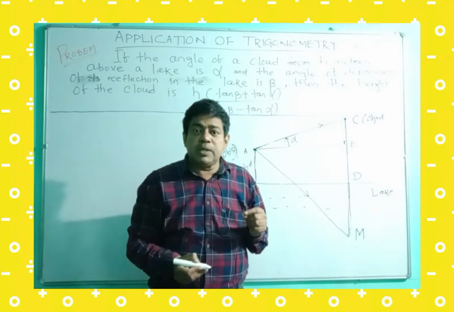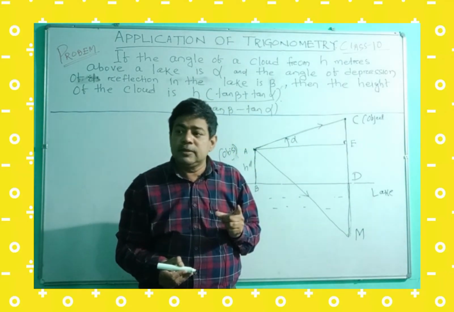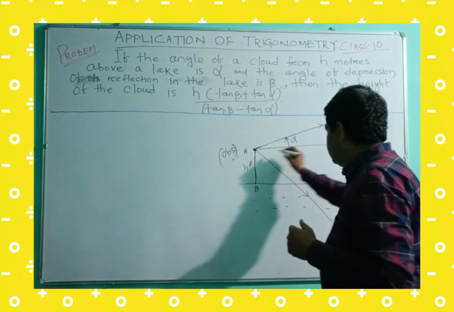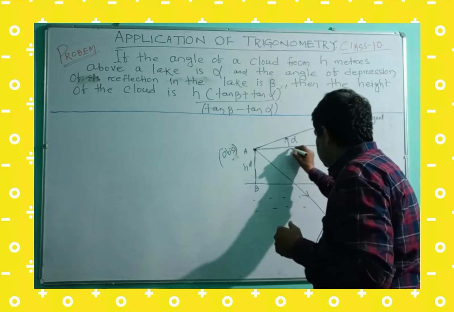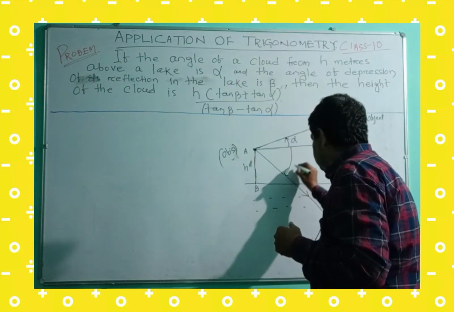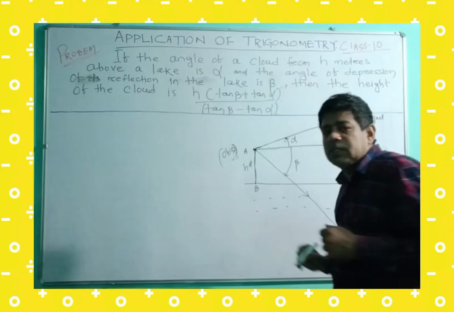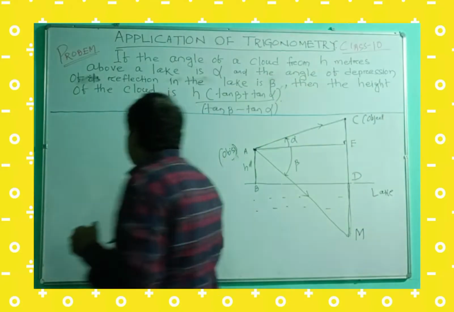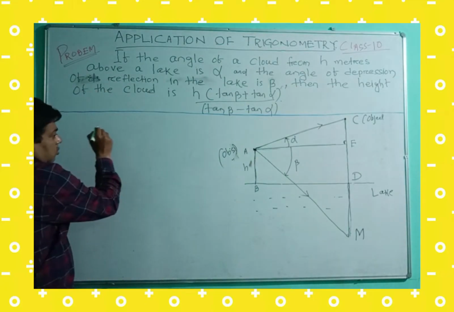And the angle of depression is always calculated from where? From the horizontal line, right? This is the horizontal line, and this is the angle of depression, which is given as beta. Understand? Okay, let us write down what is given in the question.